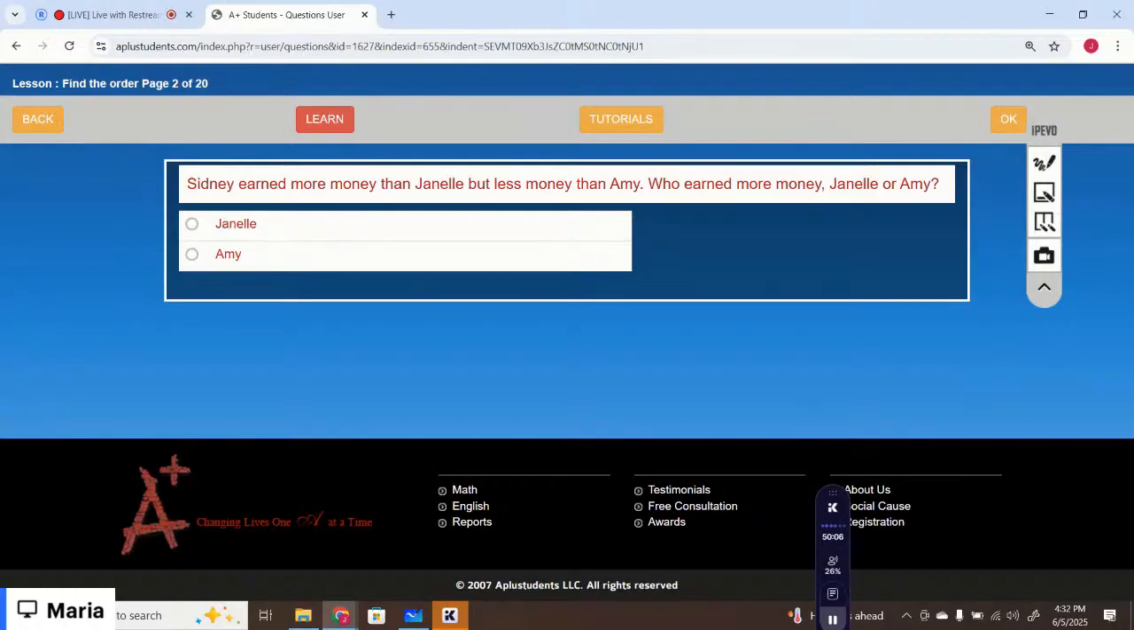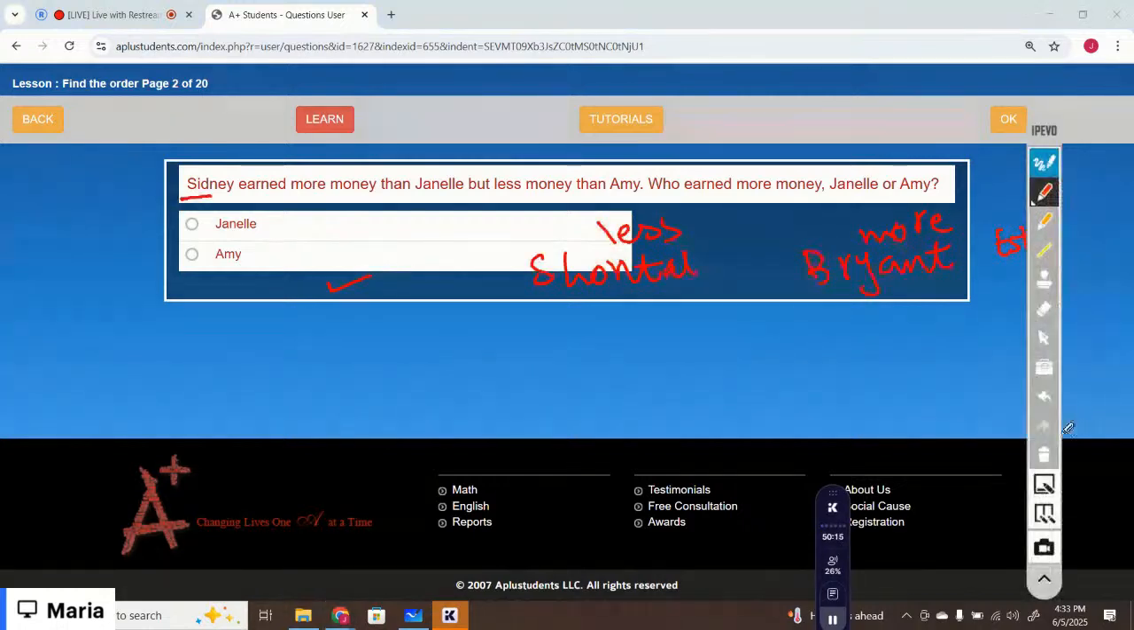Sigmund earned more money than Janel, but less money than Emily. Who earned more, Janel or Emily? Sigmund earned more money than Janel. So Janel earned less, but Sigmund earned less money than Emily.